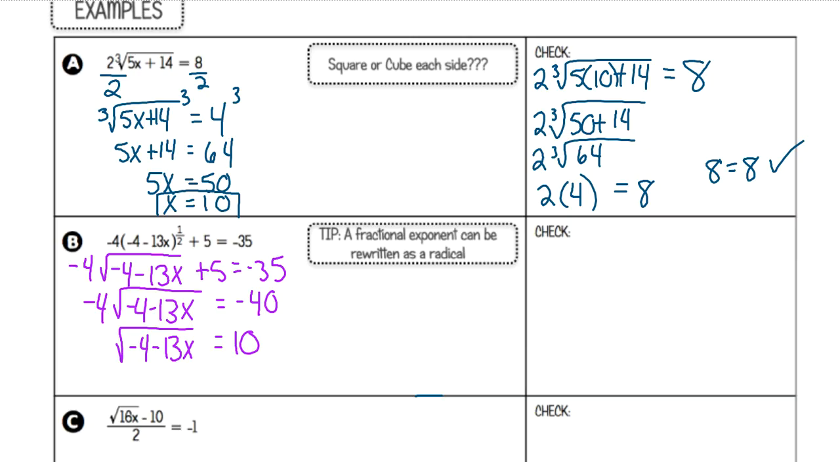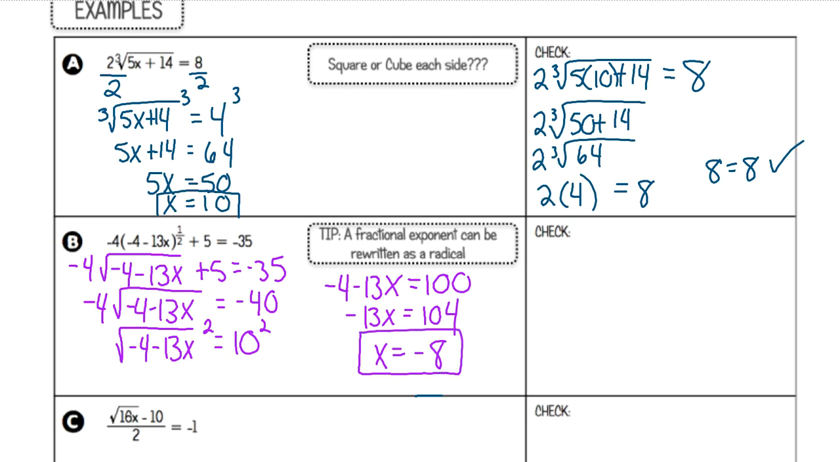Now I'm going to get rid of the radical. This is a square root, so I'm going to square both sides. When I do that, I get negative 4 minus 13x equals 100. And now I have a more basic equation to solve. So using inverse operations, I'm going to add 4 to both sides and get 104. And then lastly, I'm going to divide both sides by negative 13. 104 divided by negative 13 is negative 8. So that's the solution. Now I'm going to come over and check it algebraically.